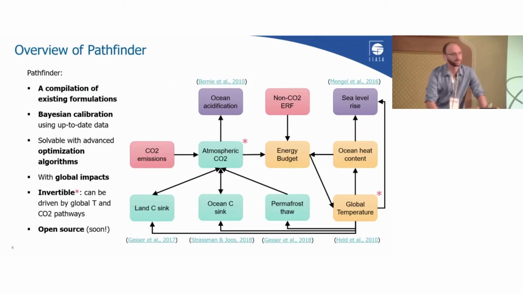So basically, how does Pathfinder work? It's a compilation of existing formulations. So we didn't invent anything. You can see all the references here. It's focused on the carbon cycle with 3 different things. And we have some impact emulators to have sea level rise, ocean acidification, or permafrost. So the big strength of the model is it can be invertible and can run in different ways. One of them, which is quite unusual, is to run it with atmospheric concentration and global temperature as inputs.